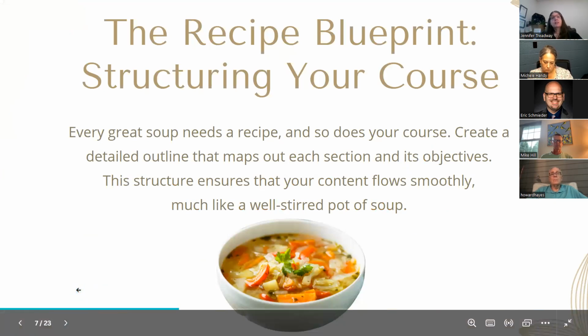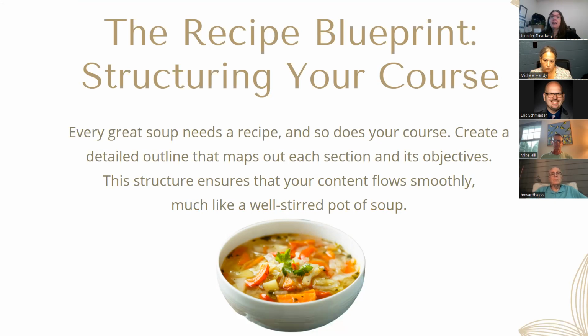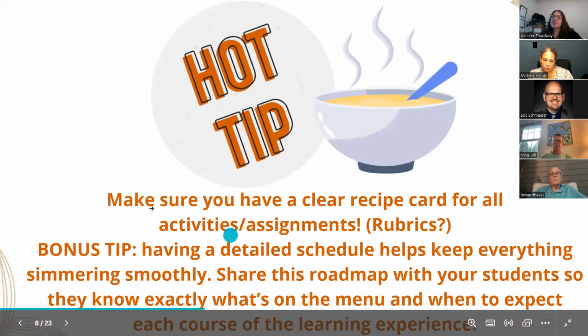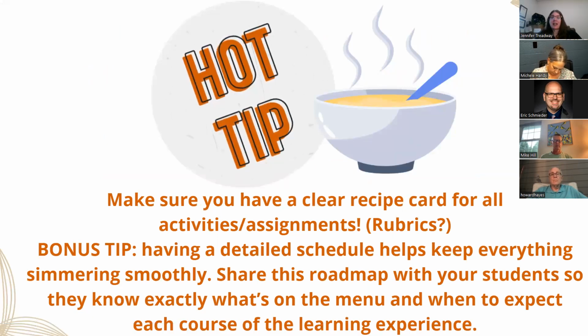The next thing I would like you to consider is how you structure your course. Every great soup needs a recipe, and so does your course. A detailed outline that maps out each section and its objectives can be really helpful. Make sure you have a clear recipe card for all activities and assignments. I don't know if you're a rubric fan, but I am a big rubric fan. For every class that I have, every assignment has a very detailed rubric, which I think makes it pretty clear what my expectations are. And I get a lot less questions about, well, what do you want? What do you mean? Now that I have these detailed rubrics for everything.